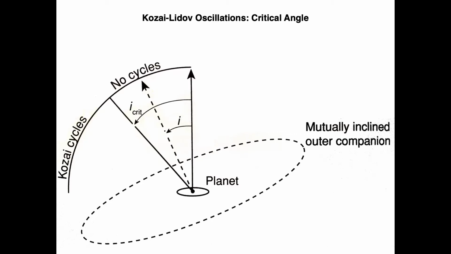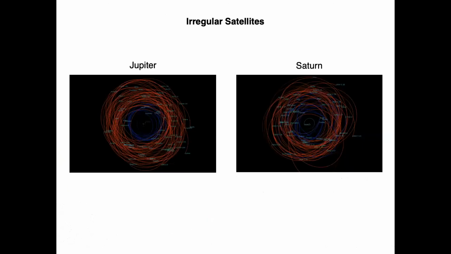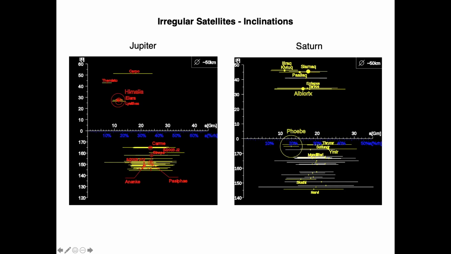We can find the signature of this critical angle if we look at the irregular satellites of Jupiter and Saturn. These are plots of the known irregular satellites of the two gas giants. If you see the inclination of the irregular satellites of Jupiter and Saturn, it turns out that they never go much beyond 40 degrees. You see here, these are the irregular satellites of Jupiter, both the prograde and the retrograde. The prograde, there are a few of them that are beyond, but not much beyond 40 degrees. And for the retrograde ones, again, 40 degrees, so beyond 140, you do not see many irregular satellites.